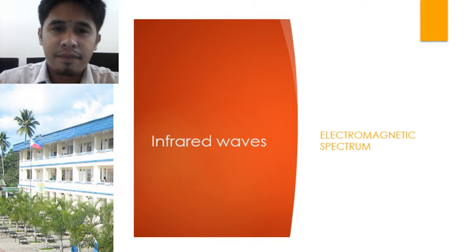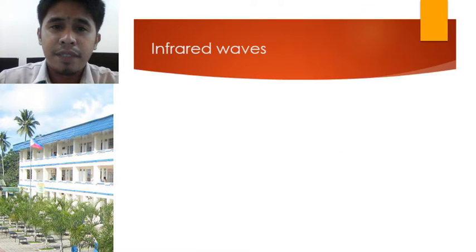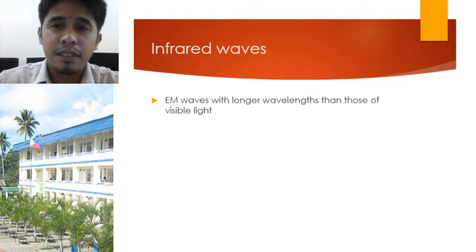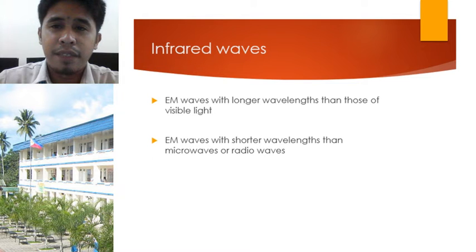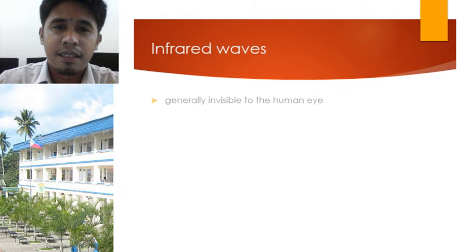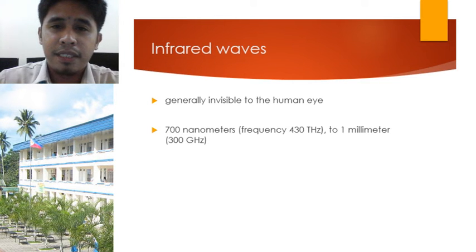Infrared waves. Infrared waves have longer wavelengths than those of visible light, but they have shorter wavelengths than microwaves or radio waves. They are generally invisible to the human eye, and they have wavelengths ranging between 700 nanometers to 1 millimeter, and frequency range from 430 terahertz to 300 gigahertz.